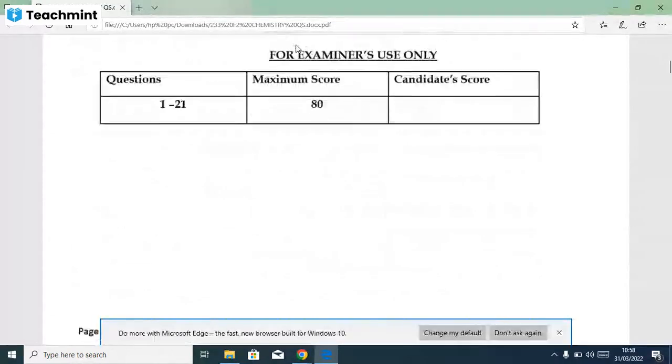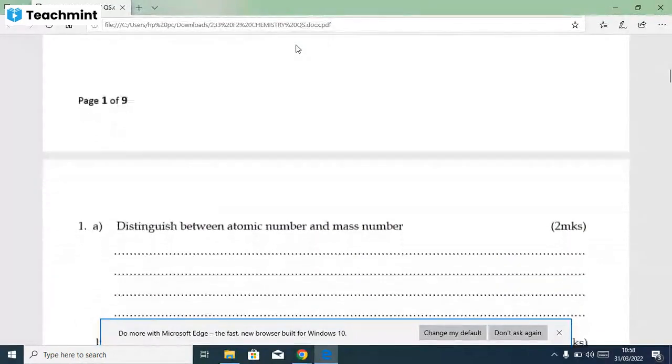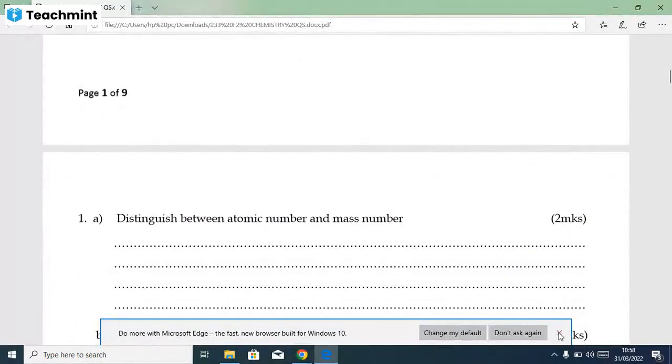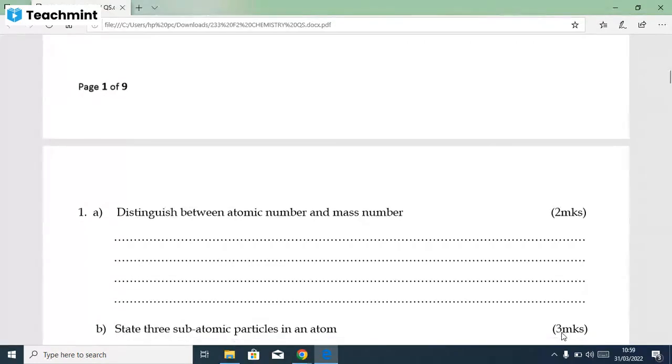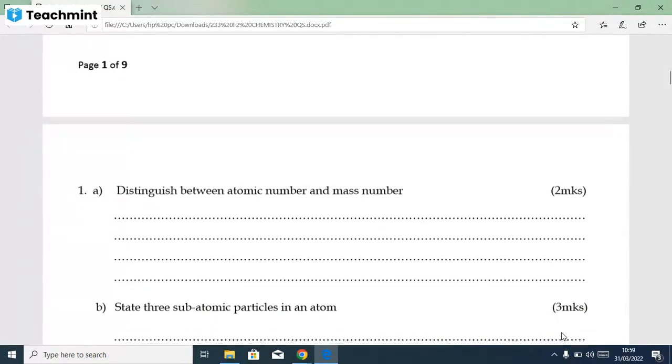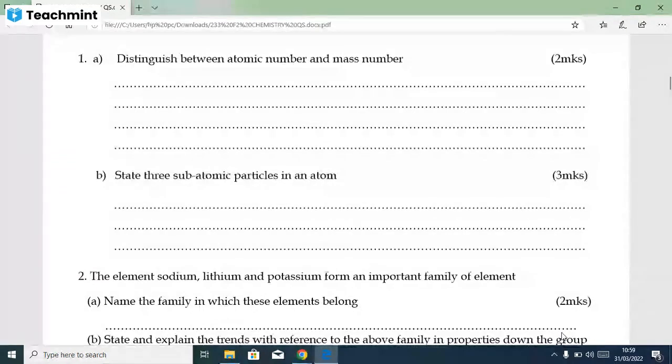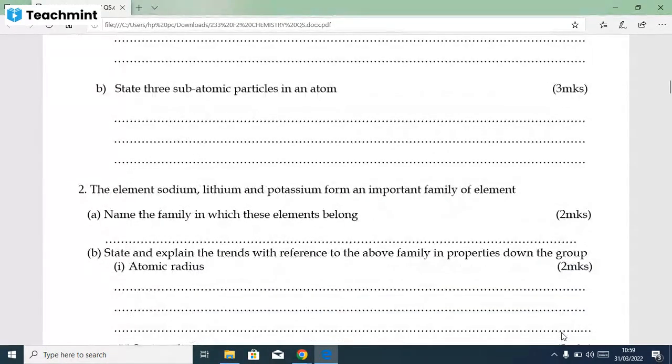Okay, we have answered the first question, whereby we are supposed to distinguish atomic number and mass number. We have said atomic number is the number of protons in an atom of an element, while mass number is the number of protons and neutrons in an atom. That one we have answered. Number 2, state 3 subatomic particles in an atom. We have said we have protons, electrons, and neutrons. Now we are at number 3. So read number 2.